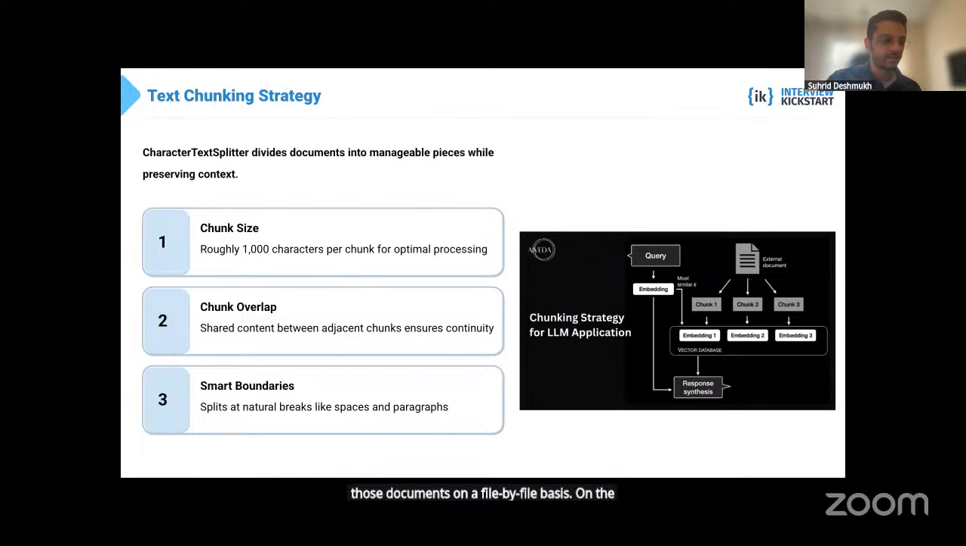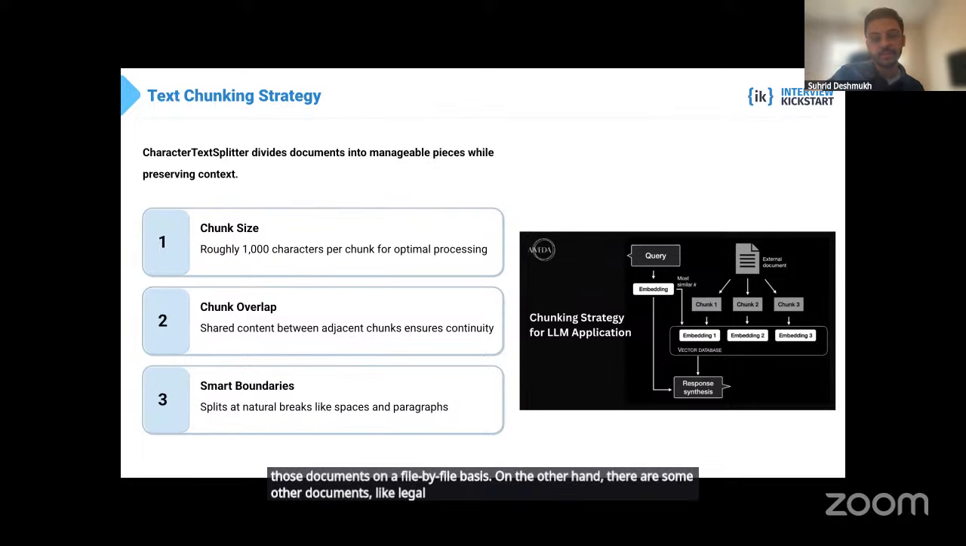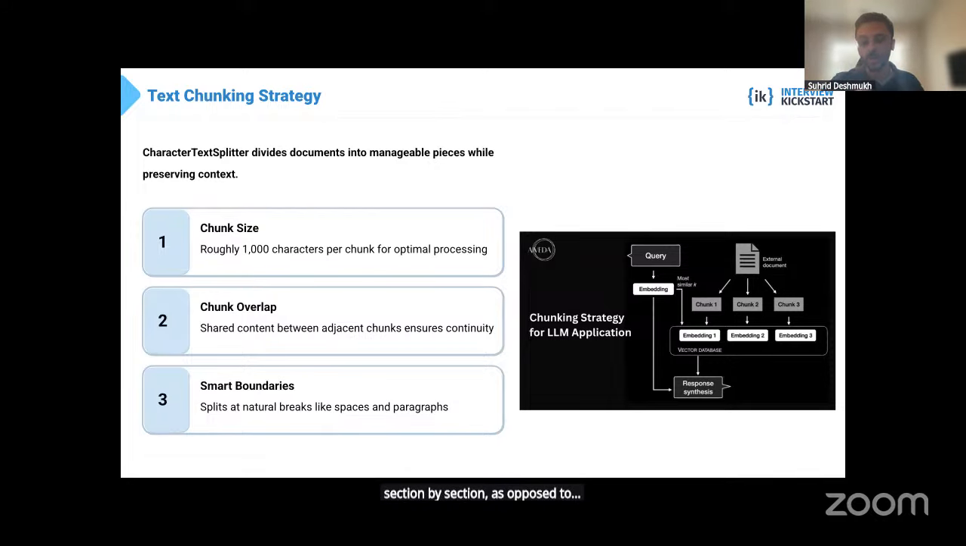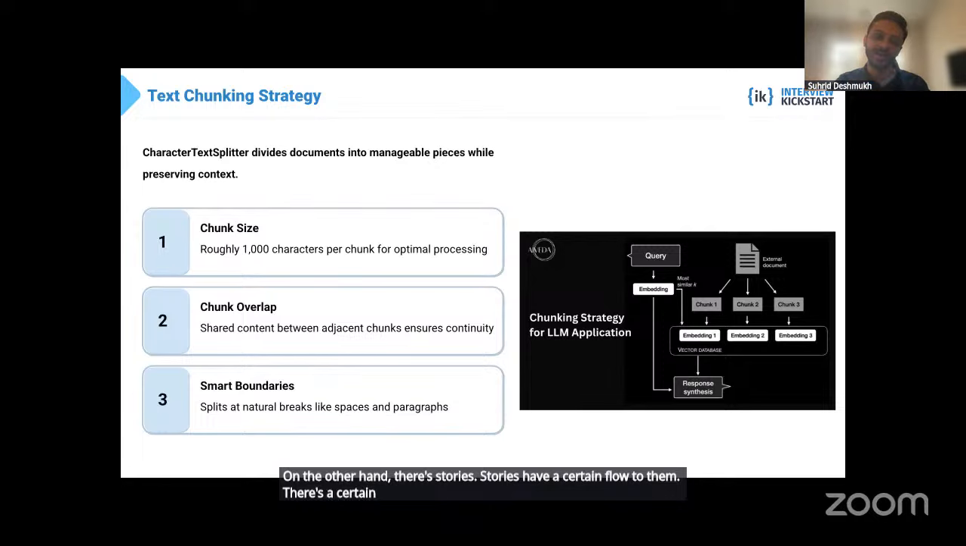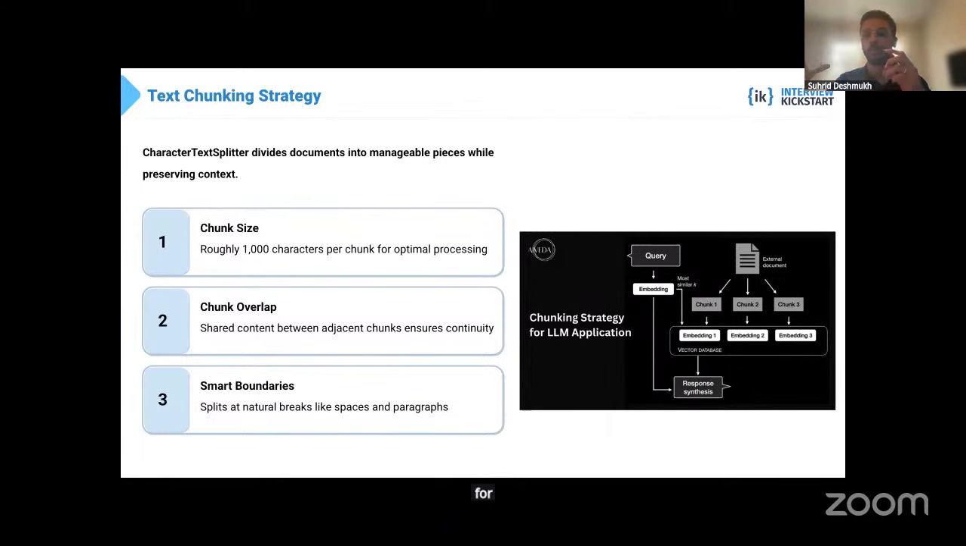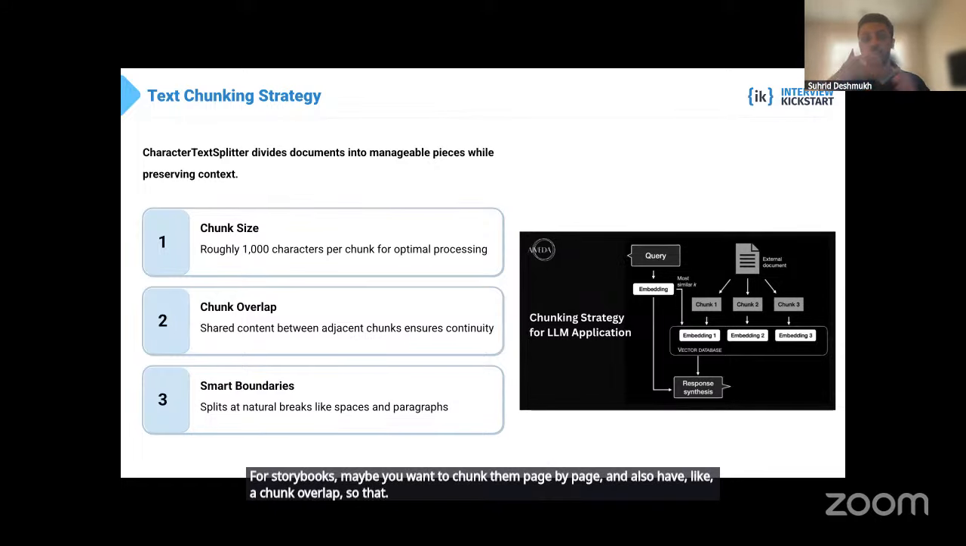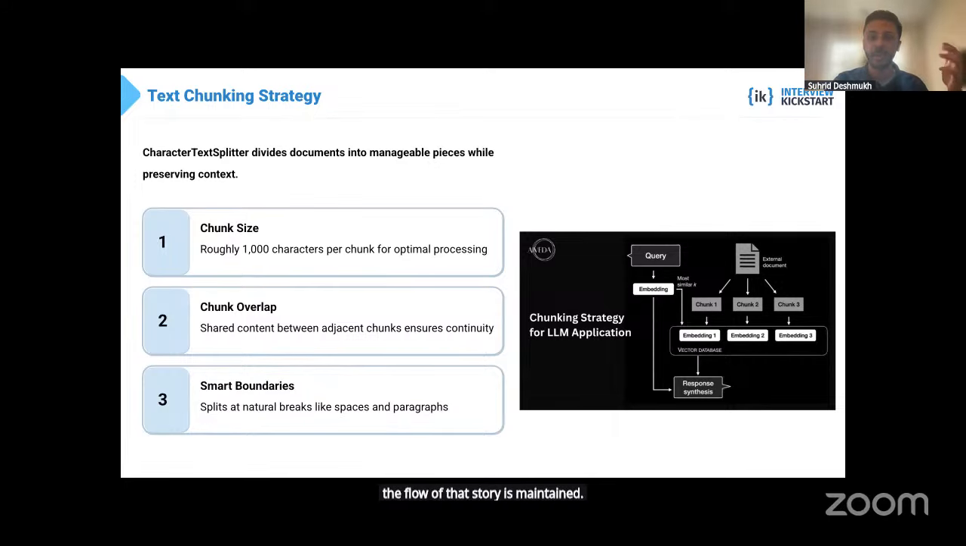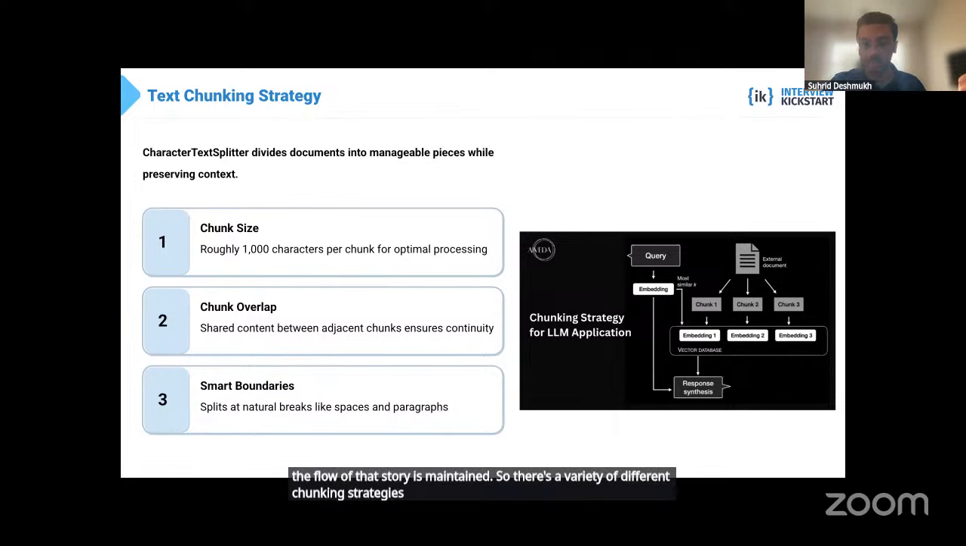On the other hand, there are some other documents like legal briefs. Legal briefs also have a certain structure to them, and maybe you want to chunk them by section as opposed to file by file or page by page. On the other hand, there's stories. Stories have a certain flow to them. There's a certain continuity, and for storybooks, maybe you want to chunk them page by page and also have a chunk overlap so that the flow of that story is maintained. So there's a variety of different chunking strategies that you can deploy, and those are also enabled for you with packages like LangChain and LangGraph.